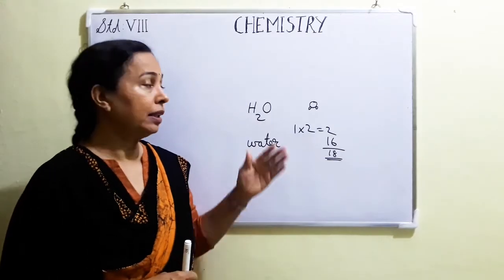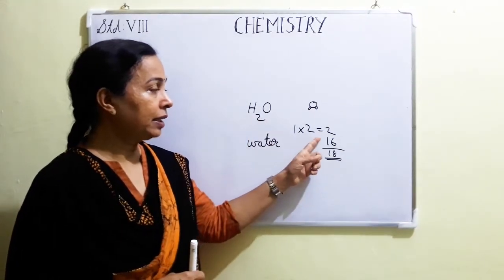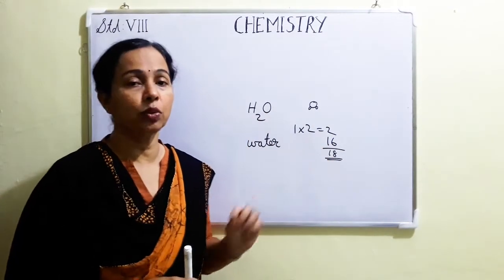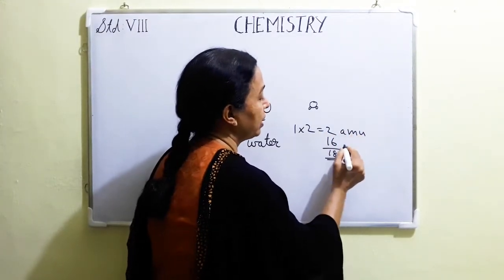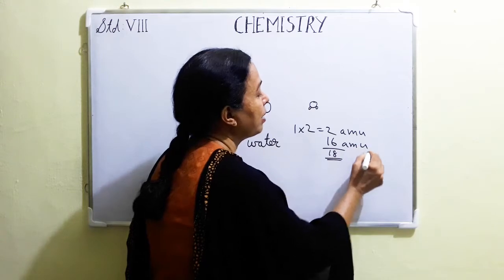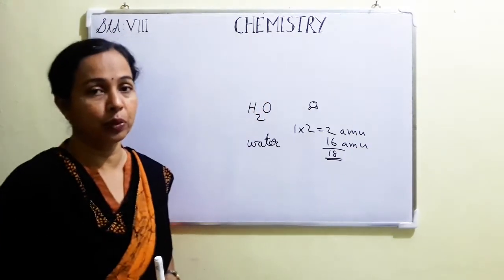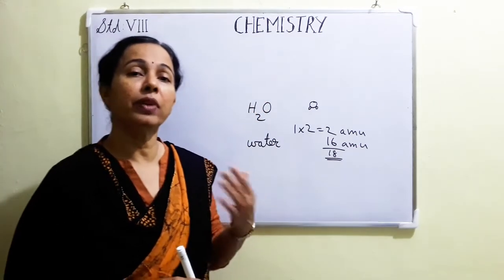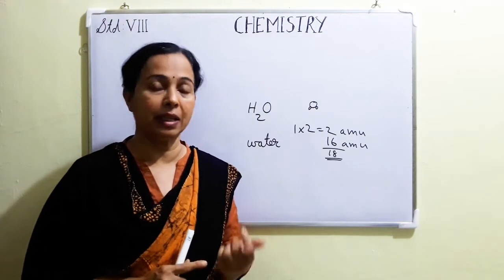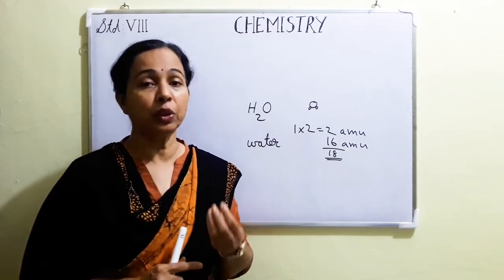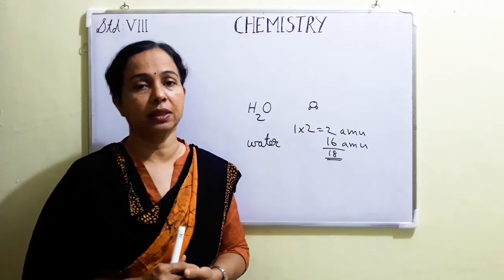Okay. Then, there we have learned that the atomic masses are measured in a unit, AMU, atomic mass unit. Atomic masses are mentioned in a unit known as AMU. We have various units to measure masses: kilogram, gram, milligram, etc. These are all units to measure masses.